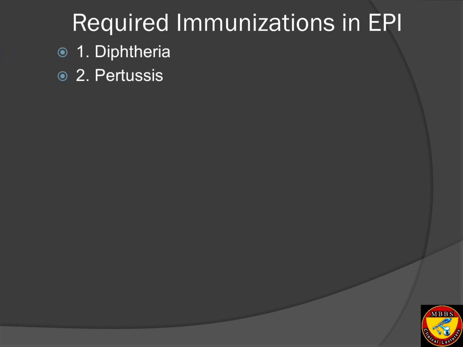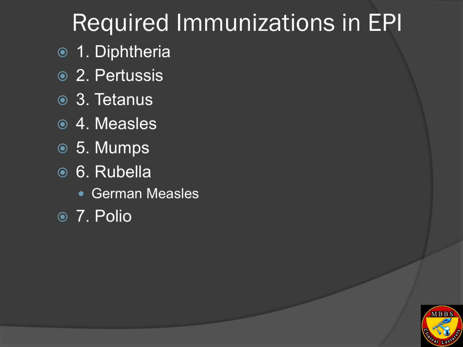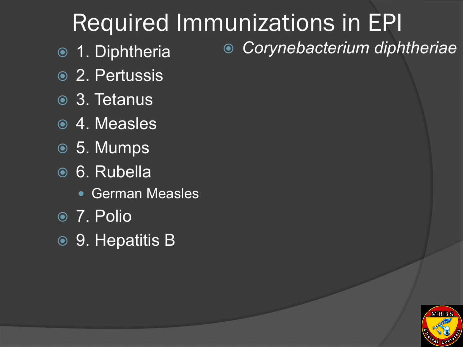And this is part of the required immunization of EPI. EPI is the Expanded Program on Immunization, which is given to every child in the first year of life. These immunizations comprise diphtheria, pertussis, tetanus, measles, mumps, rubella, and polio. All these are part of EPI. But out of these, which are toxoids? Toxoids are diphtheria and tetanus. The others have different molecular structures which are used for immunization.